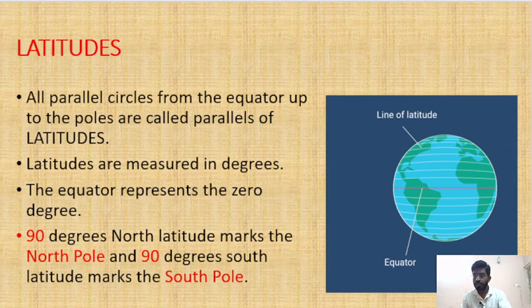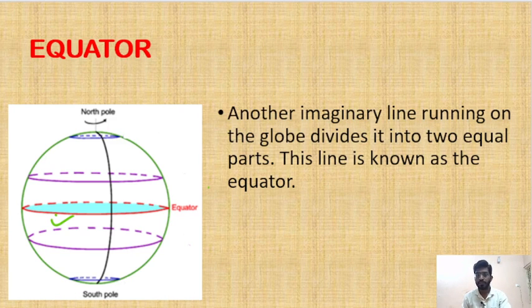Already I told you, these are not lines, these are circles. Those circles are called latitudes, and we measure these latitudes in degrees. That's why the equator is indicated with 0 degrees. The equator is the longest latitude among all latitudes, and it divides the earth into two equal parts.